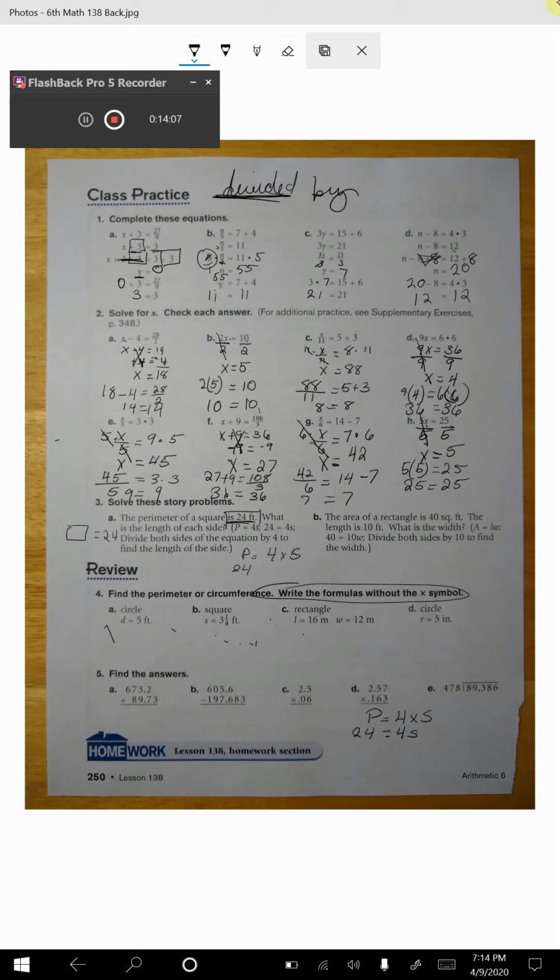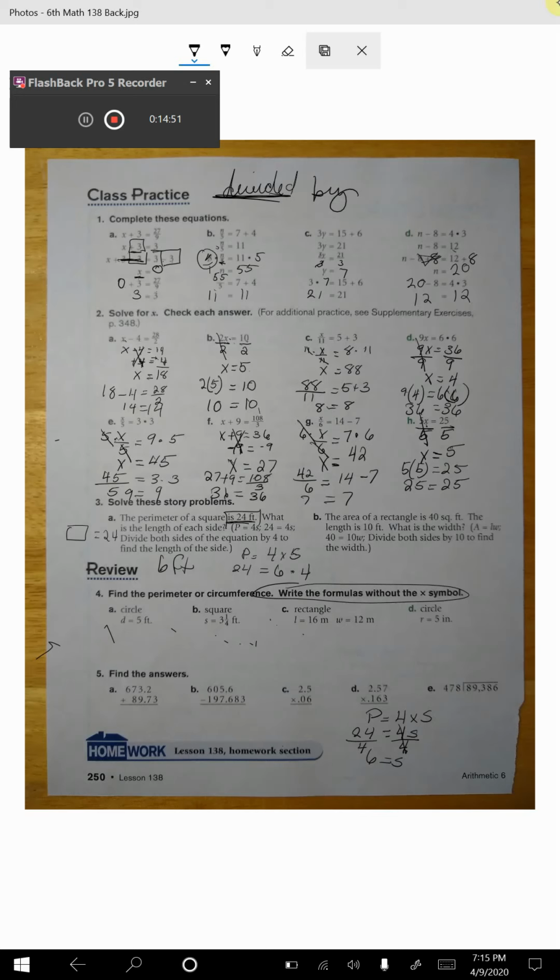Okay? So 24 is all by itself. S, we don't know what it is. So I'm going to divide by 4 to get rid of it on this side and leave s by itself. I'm going to divide by 4 on this side to find the answer of the missing s. 24 divided by 4 is 6. So 24 is 6 times 4, 4 times 6. So the answer, they want to know what's the length of all the sides? 6 feet. That's using algebra to find a missing part of a perimeter problem.